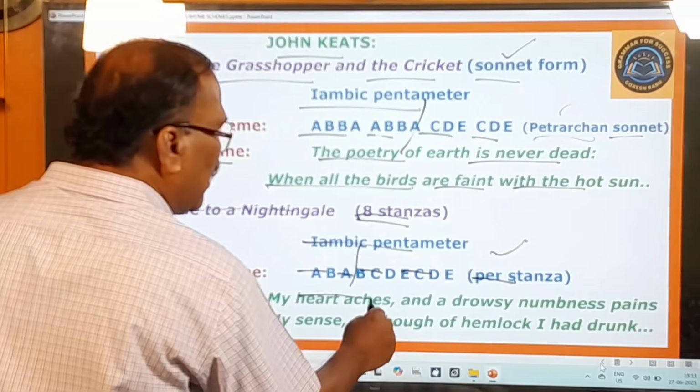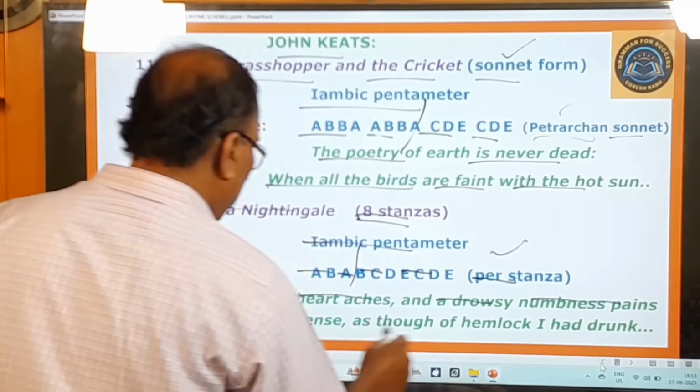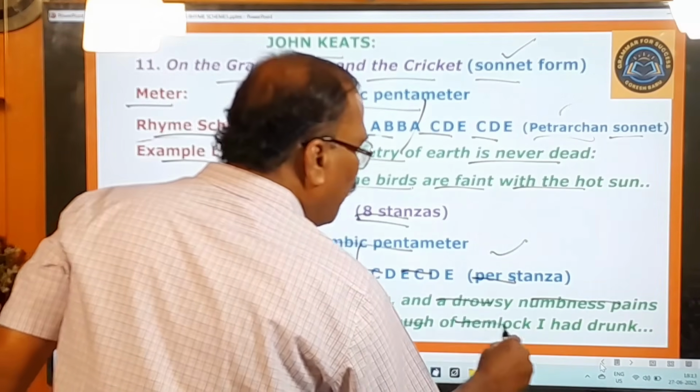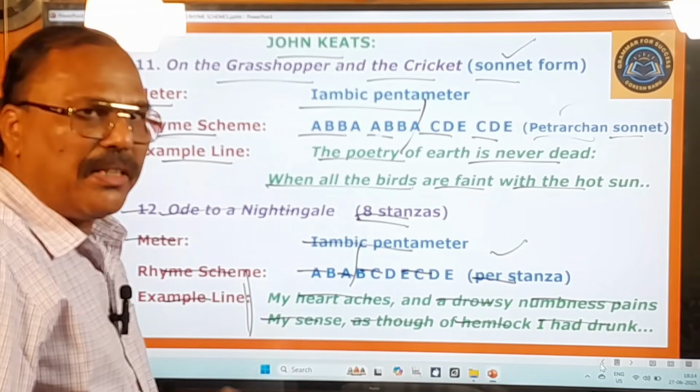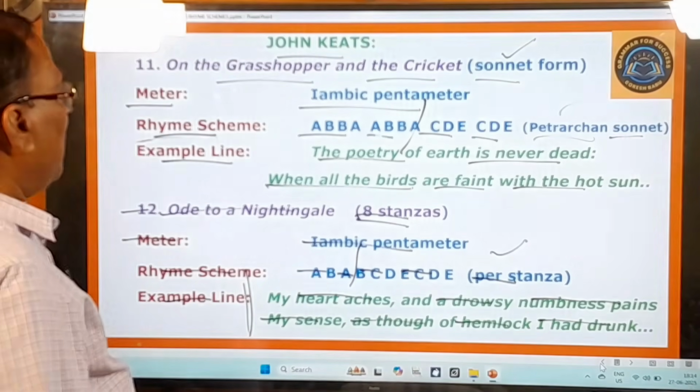My heart aches and a drowsy numbness pains my sense as though of hemlock I had drunk. Beautiful poem. And now you move on to other poems of this great poet John Keats.